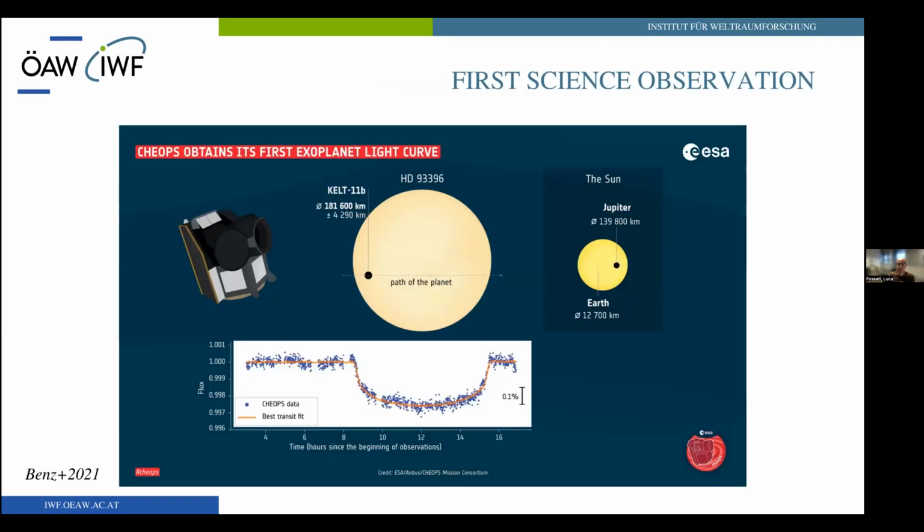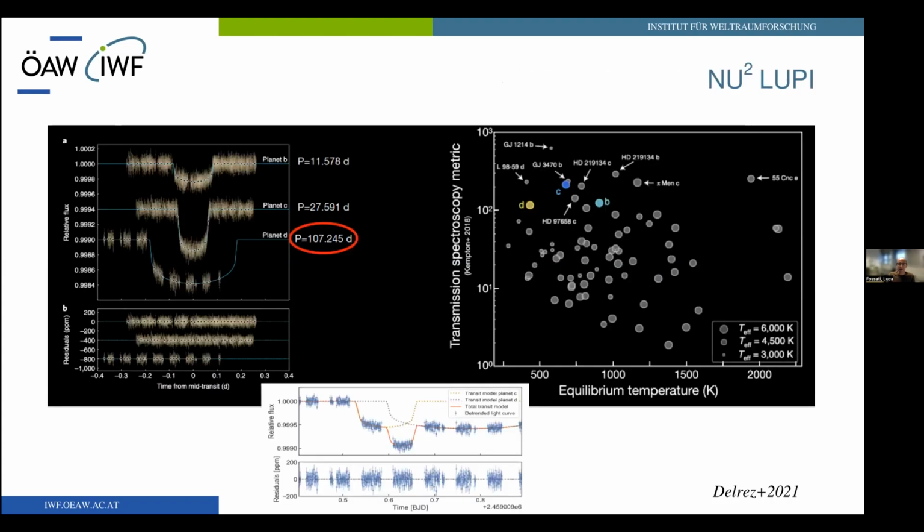I skipped that slide. This is the very first scientific observation that CHEOPS has done. It was on KELT-11b, and that was essentially just an observation to demonstrate that CHEOPS is capable of reaching all the requirements that had been given. Now, a couple of slides on some of the results that we obtained, and this was a very big surprise.